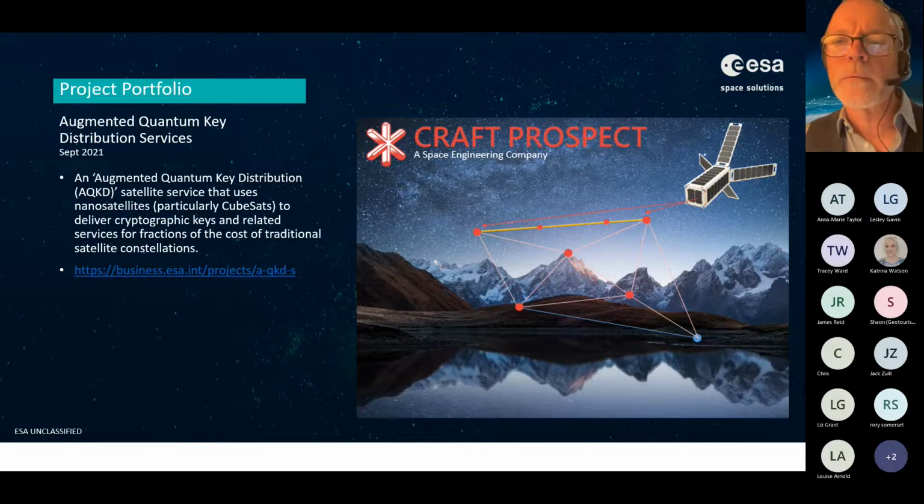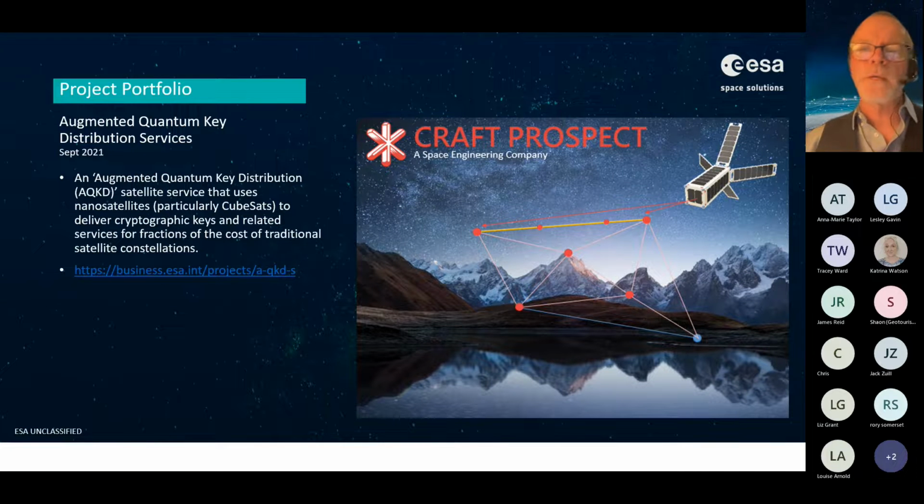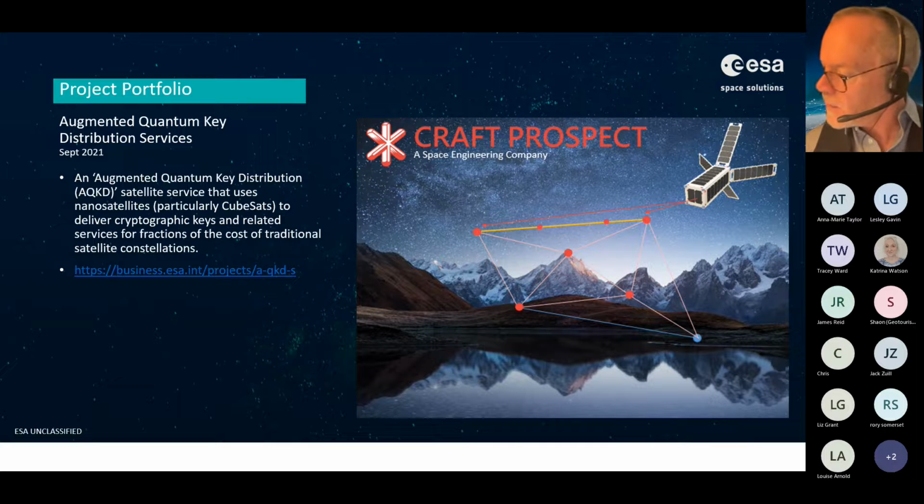Finally, Craft Prospect in Edinburgh, augmented quantum key distribution. As I said before, the whole quantum thing, zoom. But there is an awful lot of work focused on quantum comms via satellites. This project demonstrated very early on that you can use satellites to develop and send cryptographic keys. The key thing now will be that ESA is developing a project, I think it's a test project, I can't remember the name of it right now, but it's going to distribute quantum keys on a continuous basis.